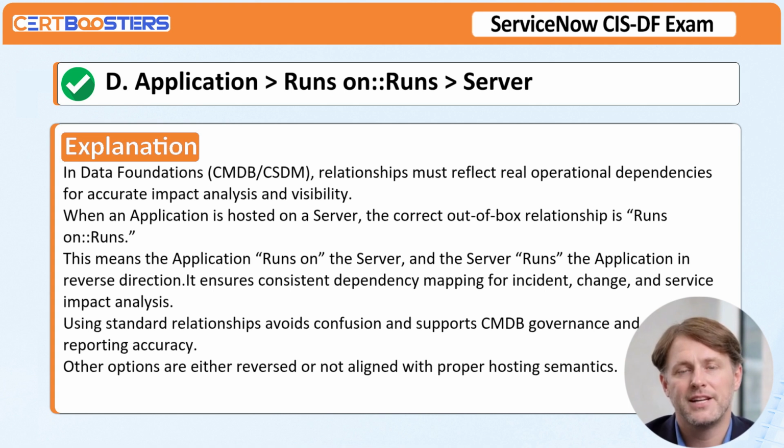Explanation. In data foundations, CMDB CIs, relationships must reflect real operational dependencies for accurate impact analysis and visibility. When an application is hosted on a server, the correct out-of-box relationship is runs on, runs. This means the application runs on the server, and the server runs the application in reverse direction. It ensures consistent dependency mapping for incident, change, and service impact analysis. Using standard relationships avoids confusion and supports CMDB governance and reporting accuracy. Other options are either reversed or not aligned with proper hosting semantics.